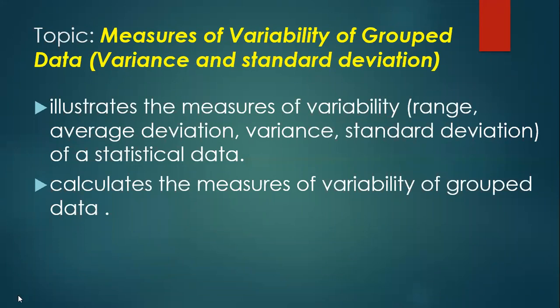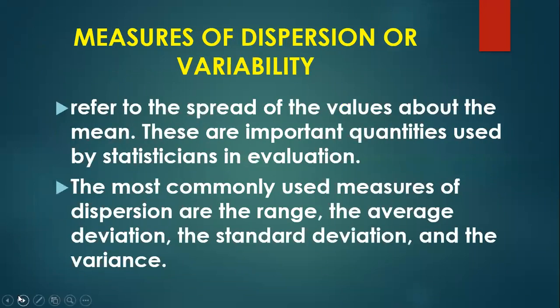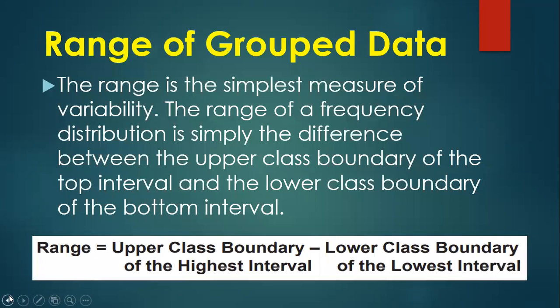Okay, so measures of variability refers to the spread of the values about the mean. These are important quantities used by statisticians in evaluation. Last Sunday, we discussed the range of group data. The range is the simplest measure of variability.